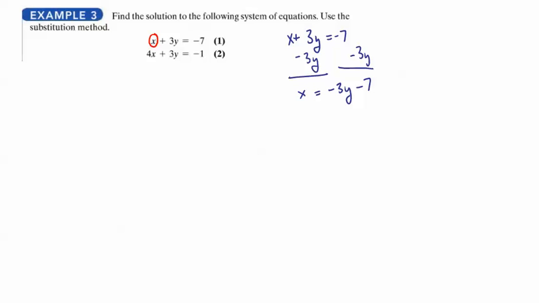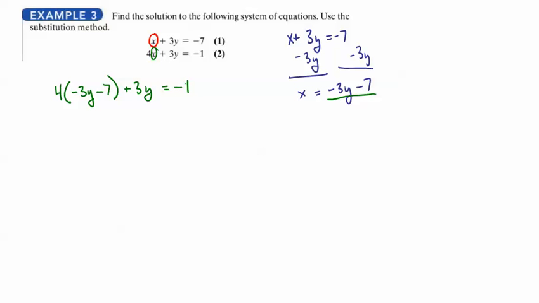We're going to take that and use the next equation. You see that x in the next equation? Well, we're going to substitute our new definition for x. Since x is equal to negative 3y minus 7, we can substitute negative 3y minus 7 for x.